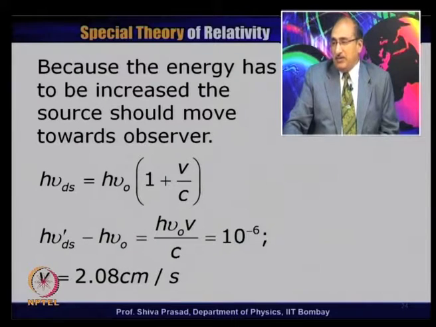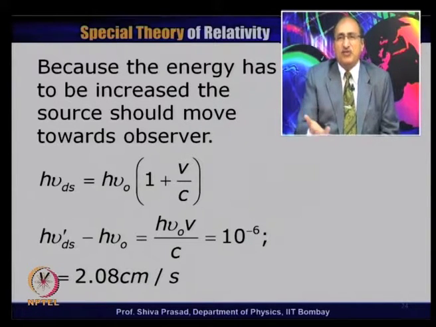Now I put the expression, this h nu naught I take on the left hand side. So, this becomes h nu prime_s minus h nu naught, which should be equal to h nu naught multiplied by v by c. This change I want to be 10 to the power minus 6 electron volt. So, I will put 10 to the power minus 6 here. This I know as 14.4 keV, times v by c. I can calculate the speed, which turns out to be 2.08 centimeter per second.